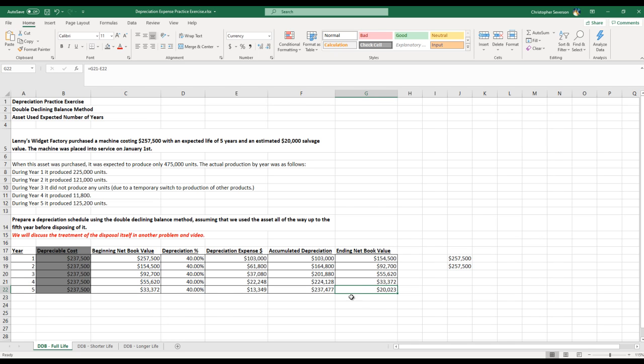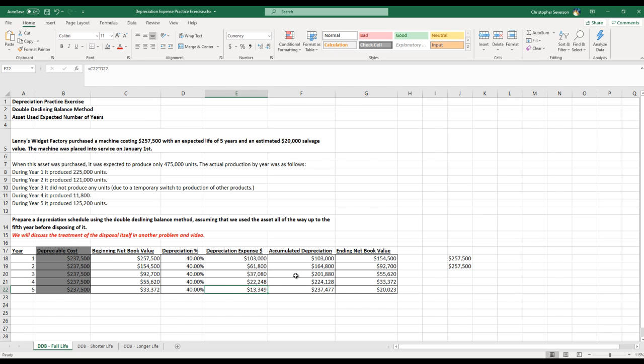That's what your instructor will tell you to do. They'll say your last year should exactly be the salvage value. Get to it any way you need to. If we wanted to do that, we'd say, hey, last year we ended up with $33,372. We want to be at $20,000 this year.